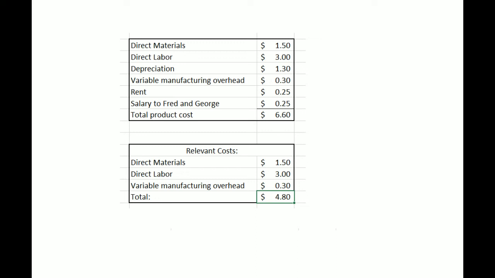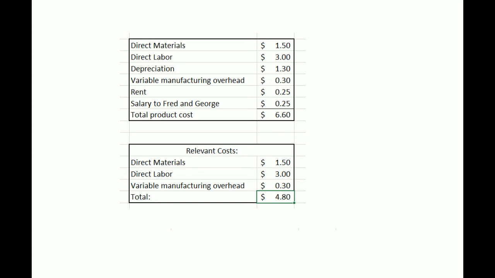And rent and the salary to Fred and George, these are not relevant because even if they don't make this product but they buy it, they're still going to have to pay for rent and for their salary. So these are common expenses and they're not relevant for this case. So the total relevant costs are $4.80.